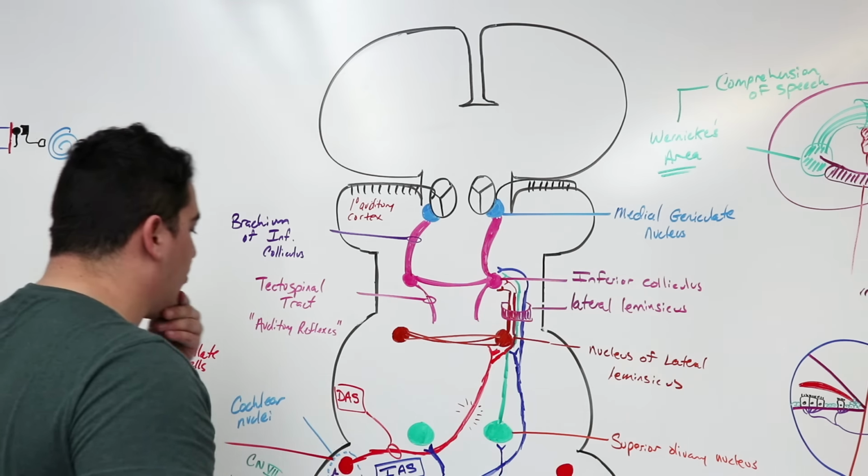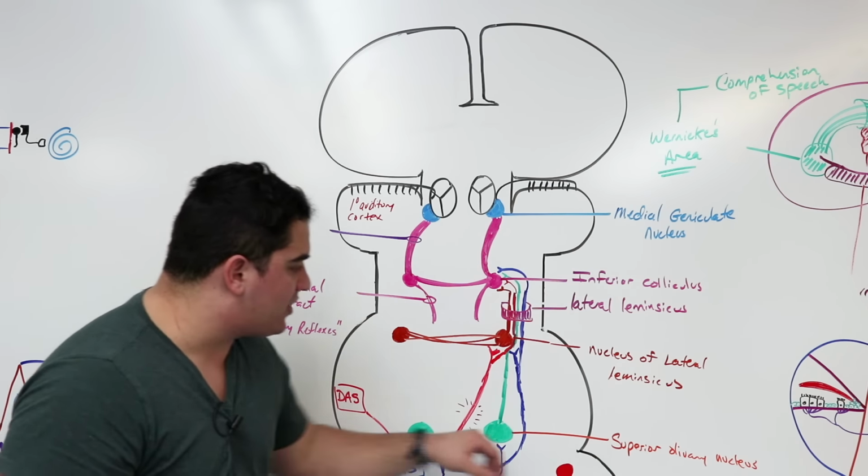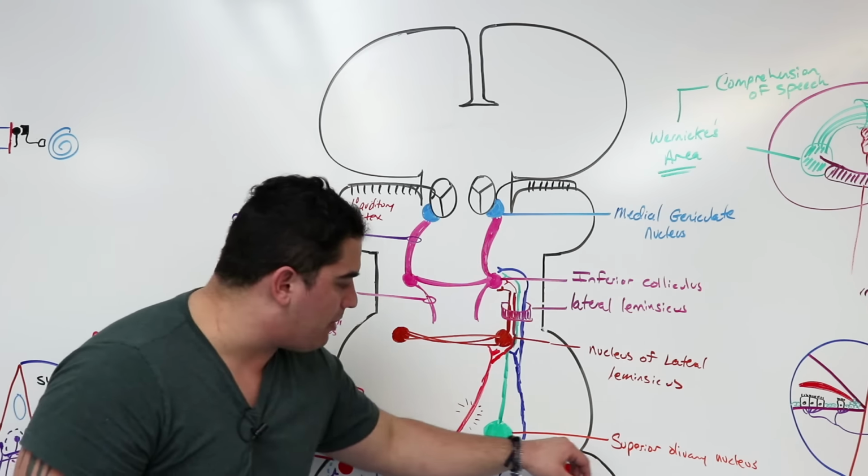Now, here's the important part. I wanted to mention something about this nucleus here, the superior olivary nucleus. It's super, super important, really, really important. So we've got to mention a couple of things about this guy here.